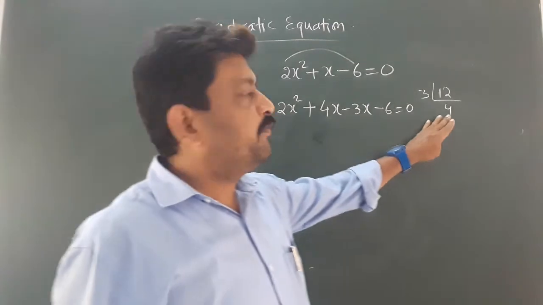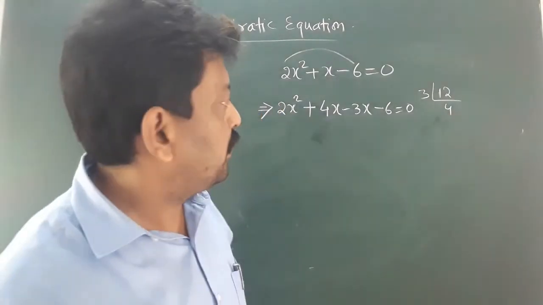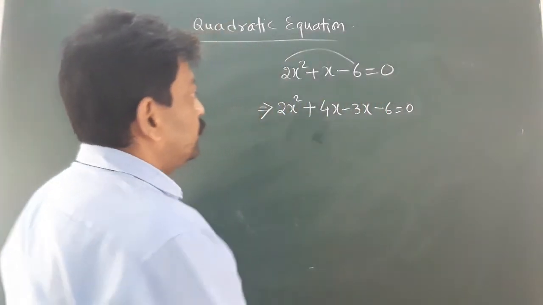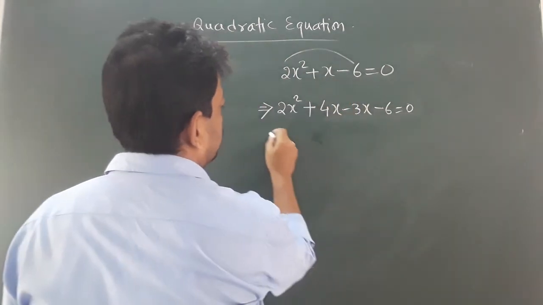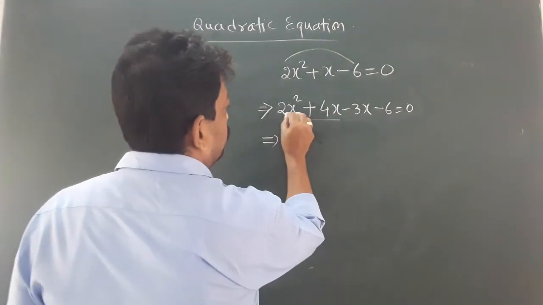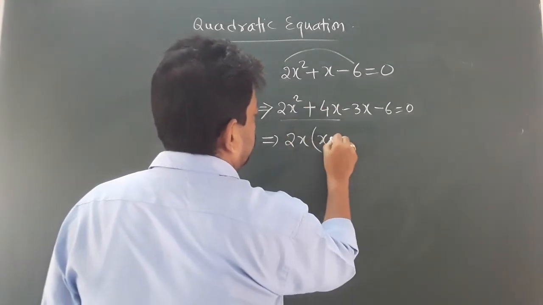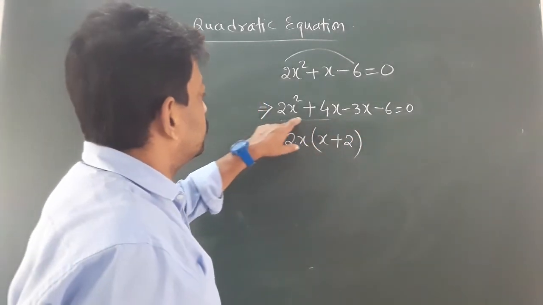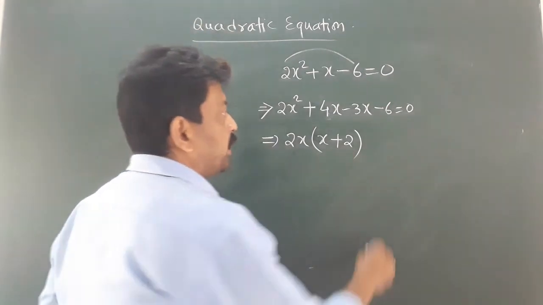This method I am not going to explain in detail because it was already done by you in class 8 and 9 also. Most of you know the method of splitting the middle term. So here the middle term is divided into two parts, 4x minus 3x, that makes 1x. From these two terms we have to take common. From 2x square and 4x, 2x is common. Then there is x, and here we will get 2. From 4x, 2x is taken common, so 2 will be left inside the bracket.